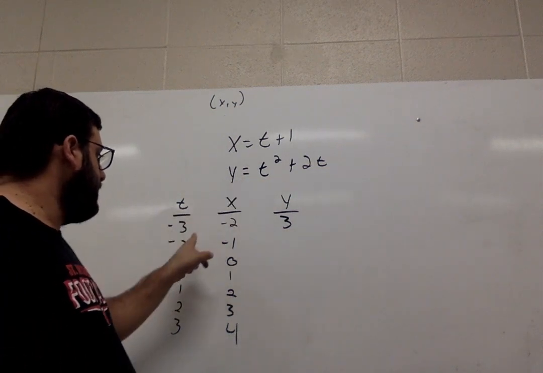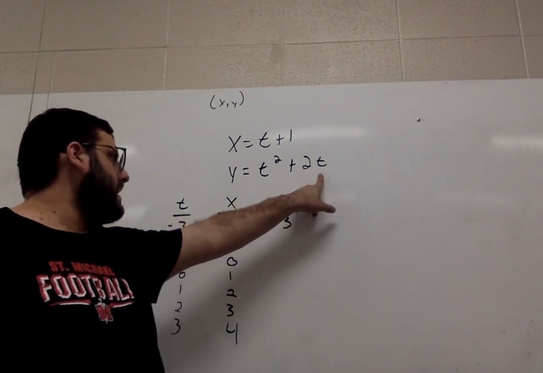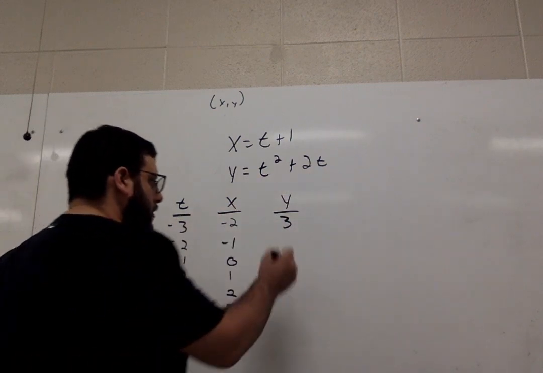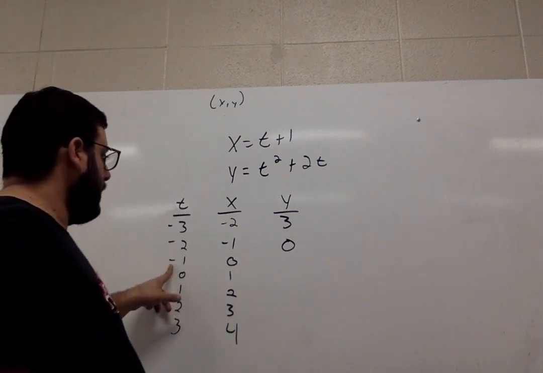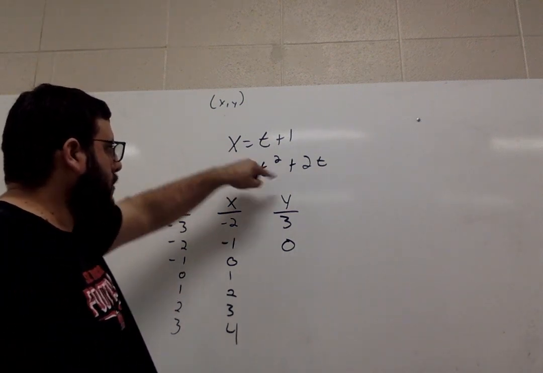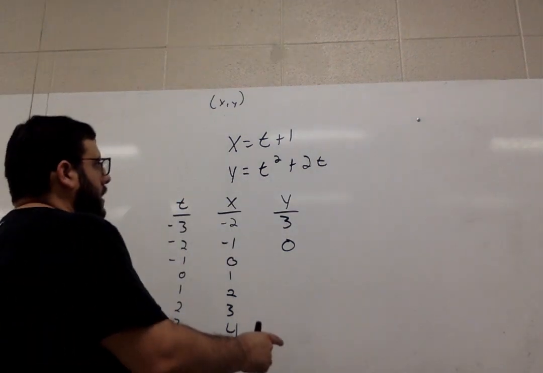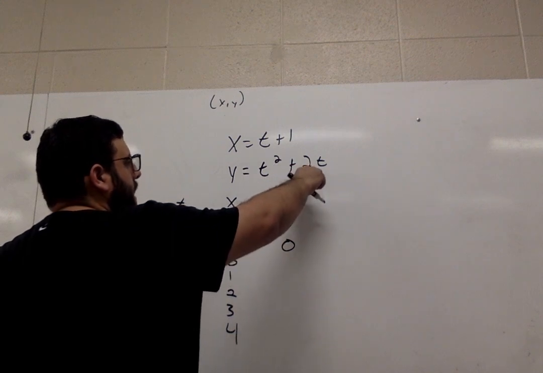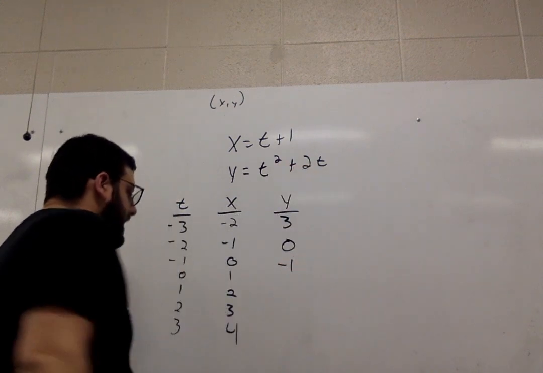-2 in here. -2 squared is 4. 2 times -2 is -4. So 4 minus 4 is 0. Okay. Then I have -1. So -1 squared is +1. 2 times -1, no, I'm sorry, 2 times -1 is -2. So 1 minus 2, that's -1.